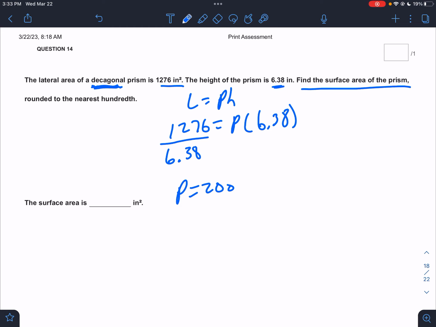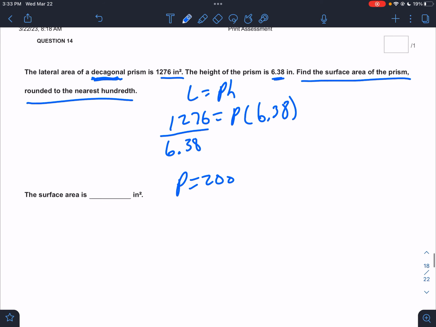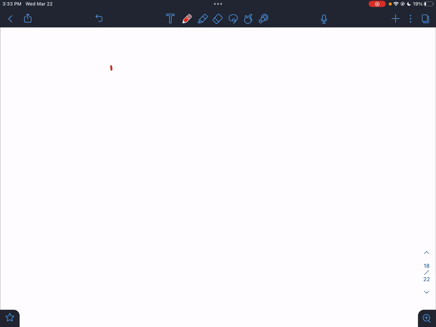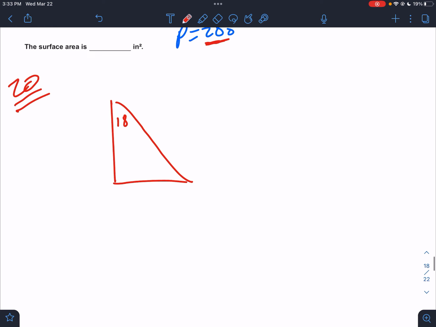Okay. Find the surface area of the prism. So we want the entire prism. So if the bottom is a decagon, I'm not drawing a decagon, but we're going to have to do our right triangle work. If it's a decagon, there would be 20 of these. So 360 divided by 20, that would be 18. The perimeter, if I do 200 divided by 20, this would be 10. So one side is 20, but we don't have a whole side. Remember, this triangle is half of the side.